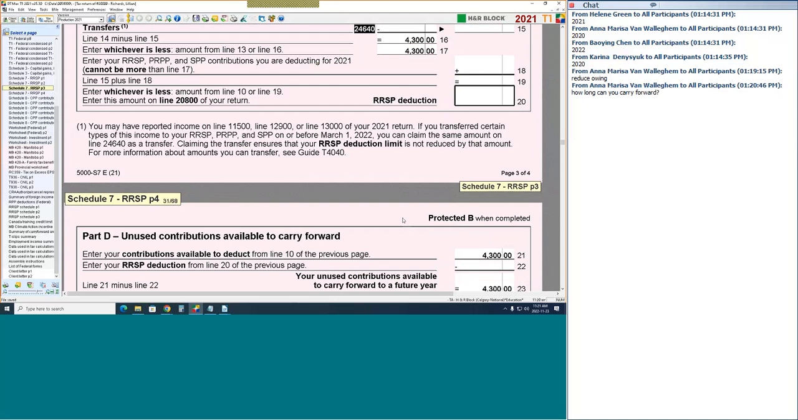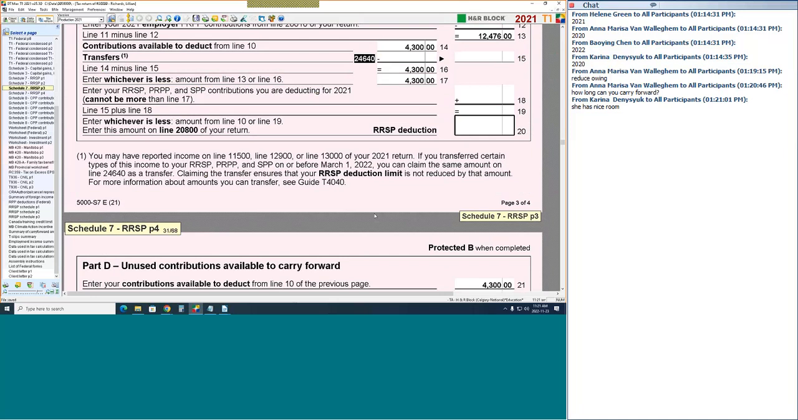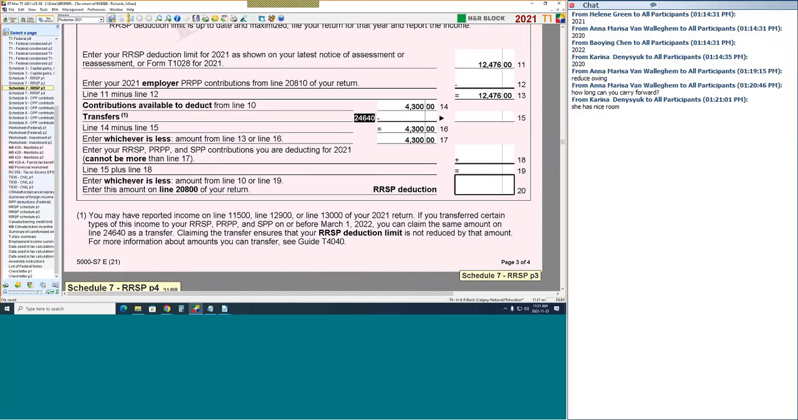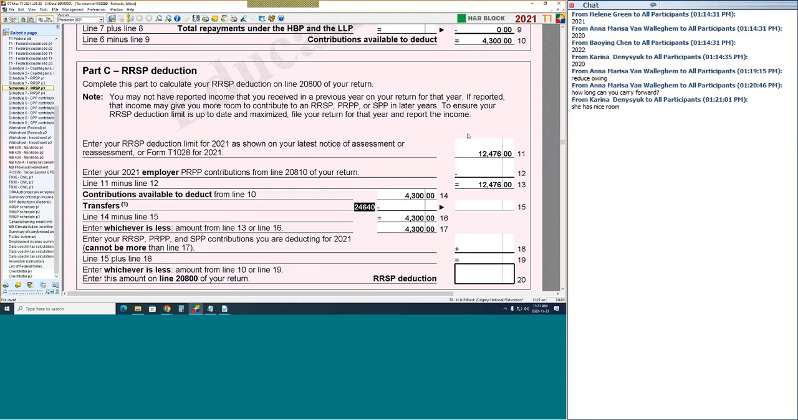What do we think? I have unused contributions. We're fine because she has room for it. What I do have to be careful about is if she keeps not deducting them and she doesn't increase her room, at some point, I might have to worry about it. But for now, we're fine.